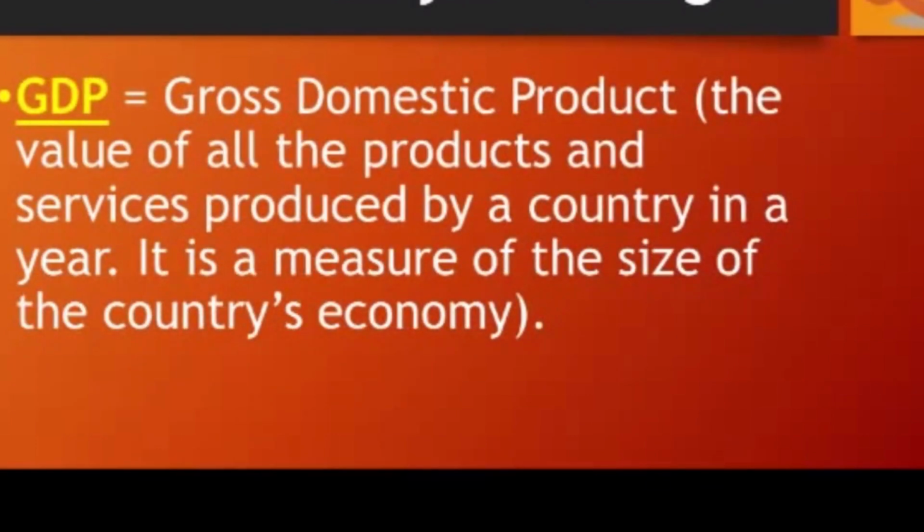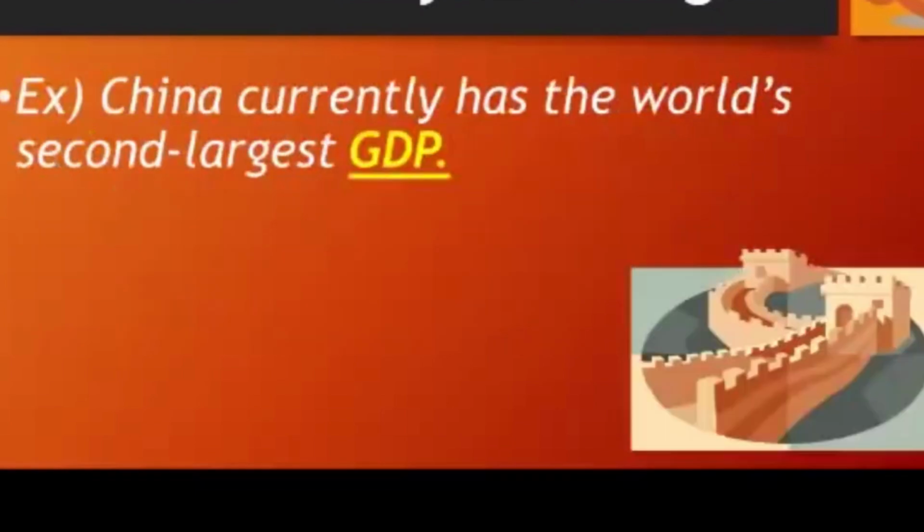GDP stands for Gross Domestic Product. That's the value of all the products and services produced by a country in a year. It is a measure of the size of the country's economy. For example, China currently has the world's second largest GDP.